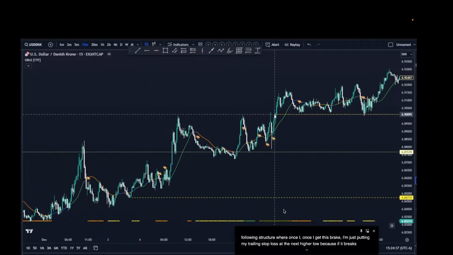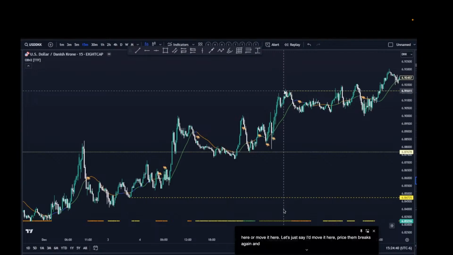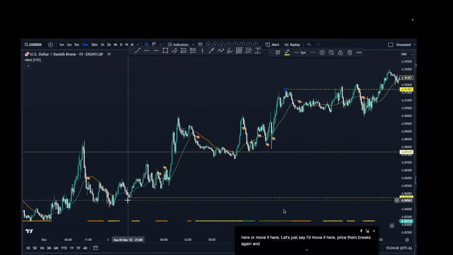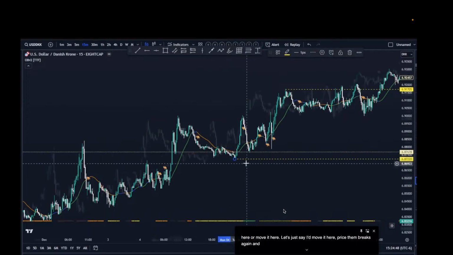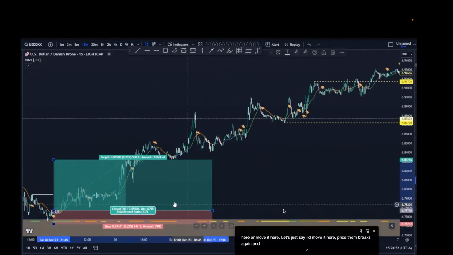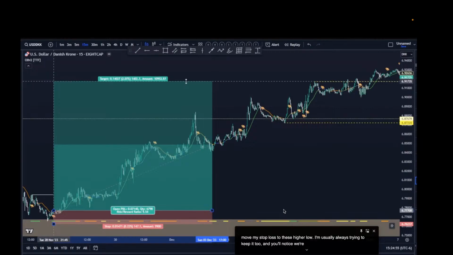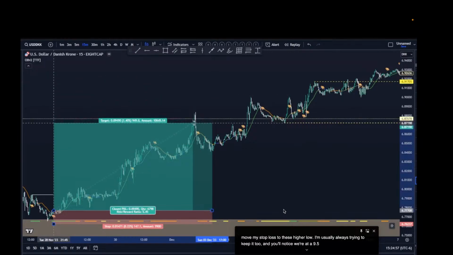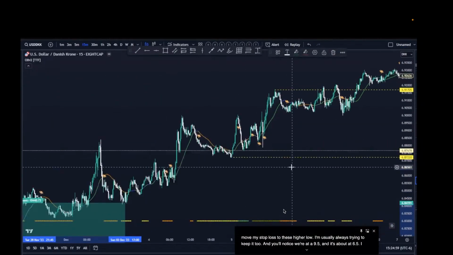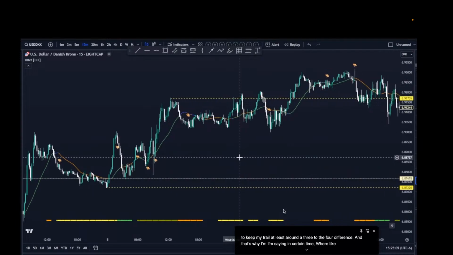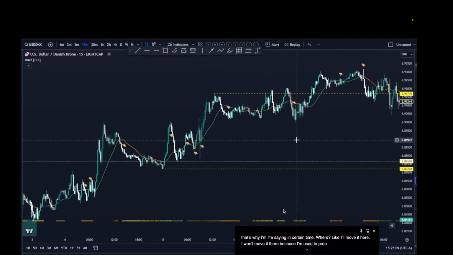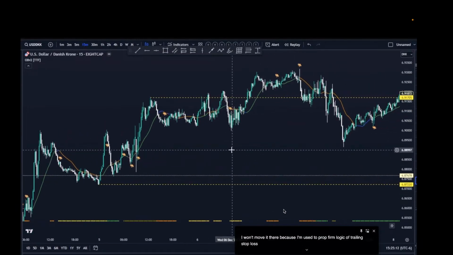Price then breaks again, and then comes up to here, and then comes up to here later in that time. Once it gets to that point, I'll move my stop loss to this higher low. I'm usually trying to keep it, and you'll notice we're at a 9.5 and it's about a 6.5, I like to keep my trail at least around a 3 to 4 difference. That's why I'm saying at certain times, oh, I'll move it here, I won't move it there, because I'm used to prop firm logic of trailing stop losses.